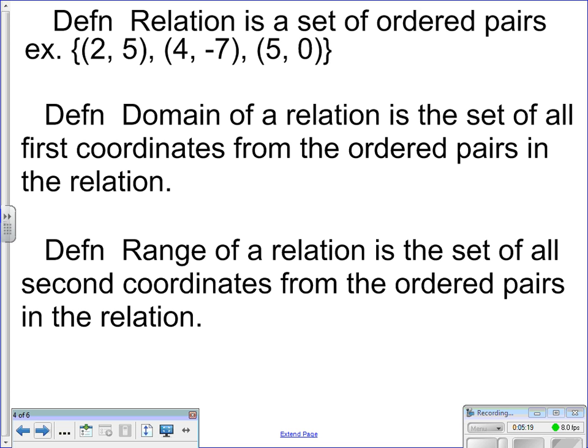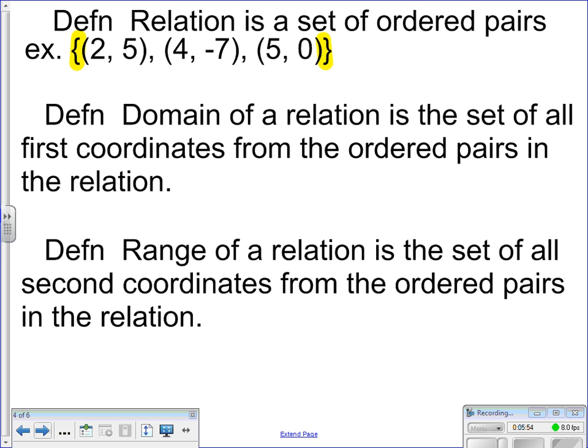Now, here's a few definitions. The first one is relation, and a relation is a set of ordered pairs. A set is a single ordered pair or a group. Please notice the fancy little brackets that surround the three ordered pairs. Since this is a set, which is the math word for group, we have to put these types of brackets around the entire group.